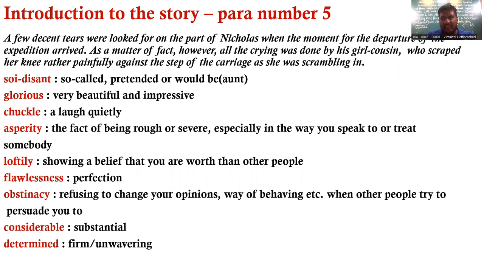So all the difficult words I have explained, please make sure to write down the meanings. Chuckle means to laugh quietly. Asperity means the fact of being rough or severe, especially in the way you speak or treat somebody. We can clearly understand the aunt's behavior is something like that. Loftily, showing a belief that you are worth more than other people. Flawlessness means without having any flaws. That means you are perfect. Now here, H.H. Munro has constructed Nicholas's character as a flawless character without having any flaws. That type of characters cannot be seen in this world.